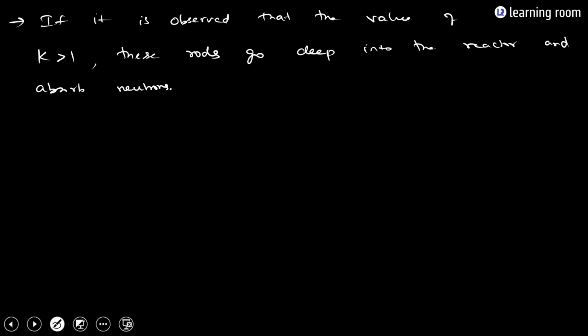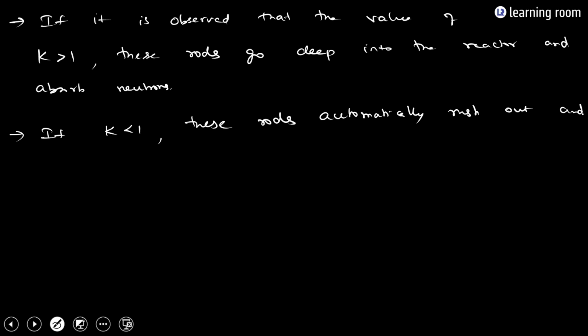Are you able to understand? So they automatically start going deep and then they start absorbing the neutrons. Whereas if k tends to be less than 1, it indicates that the number of neutrons getting released is already less. So when they are already less, what should the control rod do? Should it absorb all the neutrons or should it allow those neutrons to participate? It should allow the neutrons to participate. So what it will do is, these rods automatically rush out, and decrease the absorption of neutrons.